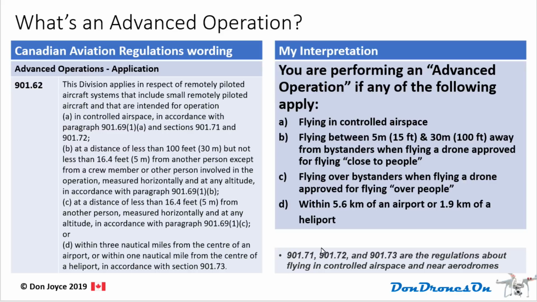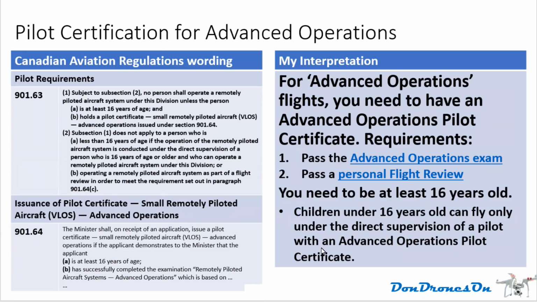All right, let's get into it a little more deeply. The next 2 regulations are 901.63, which are the pilot requirements, and 901.64, how you get issued a certificate. Well, I mean, there's a lot of words there, but basically what this means is that for advanced operations flights, you need to have an advanced operations pilot certificate.